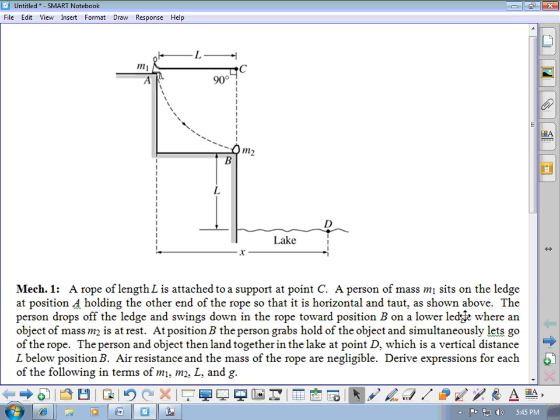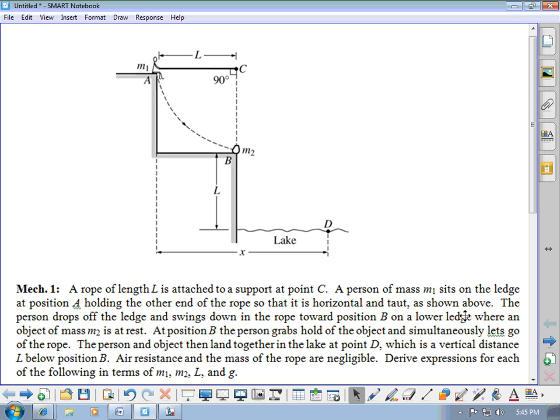This is a problem where you use conservation of energy, and then you have to look at circular motion and the idea of the net force being towards the center of the circle, the idea of centripetal force, to figure out what the tension in the rope is at the bottom of the circle. And then when he grabs onto the sandbag, you have to use conservation of momentum. And then he goes flying off the cliff and lands in the lake, and you have to use projectile motion or kinematics.